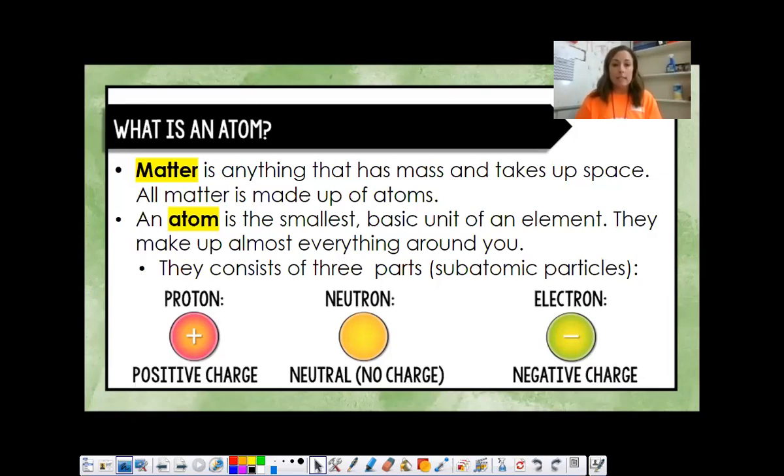Each atom is going to consist of 3 subatomic particles. The first subatomic particle is a proton. A proton is going to have a positive charge. A neutron, which is going to have neutral charge or no charge, and an electron that is going to have a negative charge.